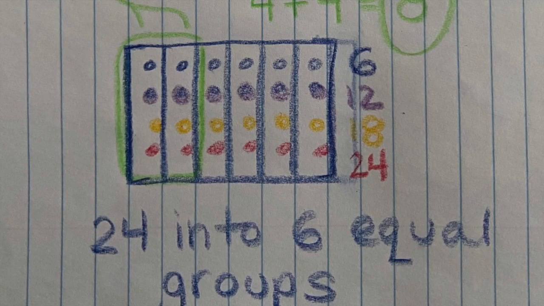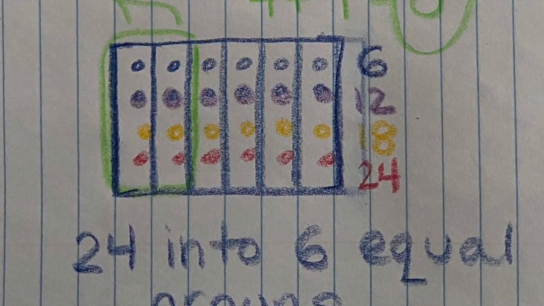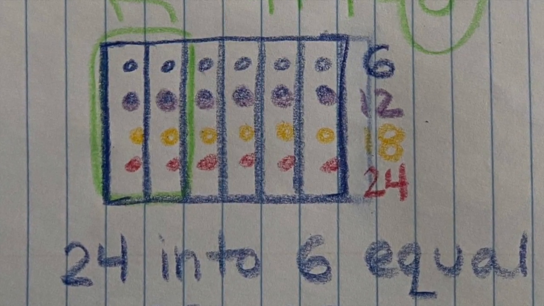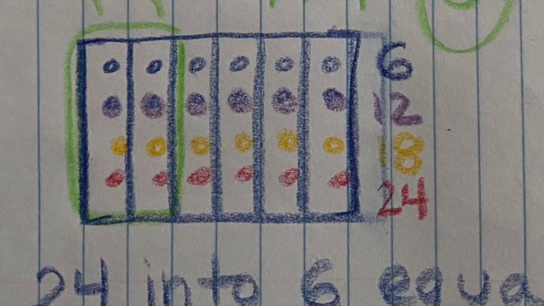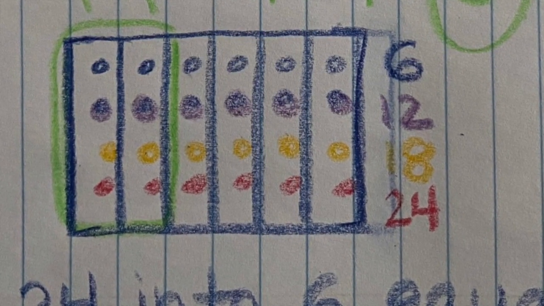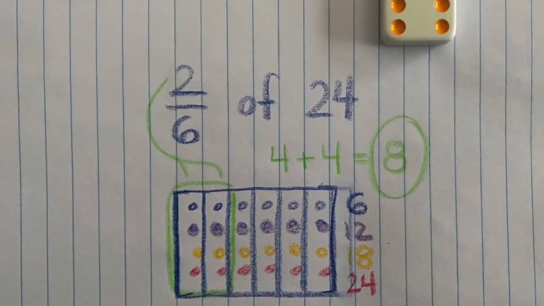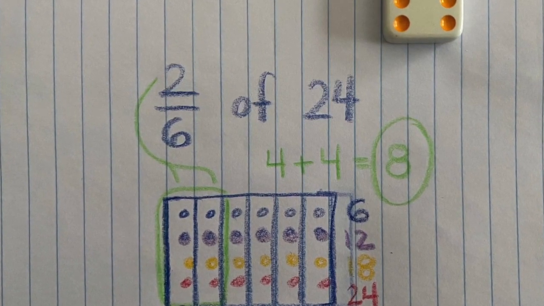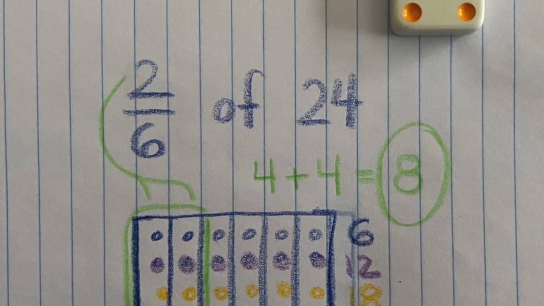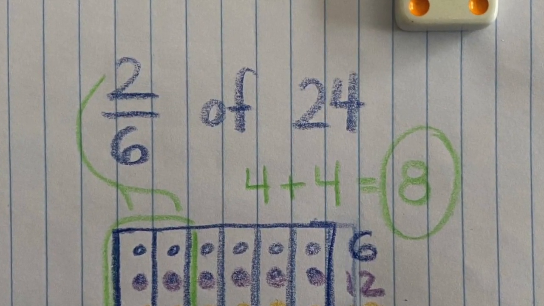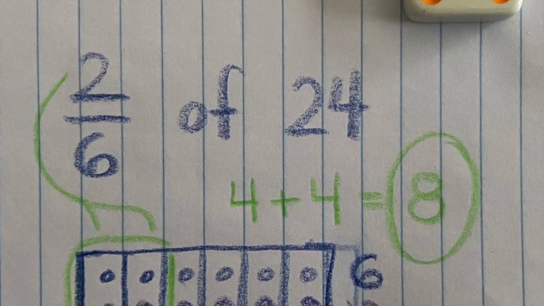Once you have that number, make your equal groups that your denominator shows, in this case 6. Divide your 24 equally into those 6 groups and start those count boys. 6, 12, 18, 24. Ensure all your groups are equal and the full amount has been used. Now go back to that numerator. In this case 2, you need 2 of those equal groups, which each contain 4, and 4 plus 4 equals 8. So 2 sixths of 24 is 8. Practice this skill using multiple different dominoes.